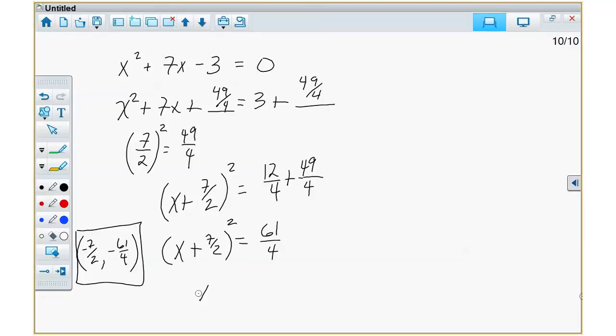And then x plus 7 halves is equal to the square root of 61 over 2. Well, the square root of 64 is 8. So I'm going to say the square root of 61 is about 7.8. What is it? So x is equal to positive or negative 7.8 minus 7 over 2.